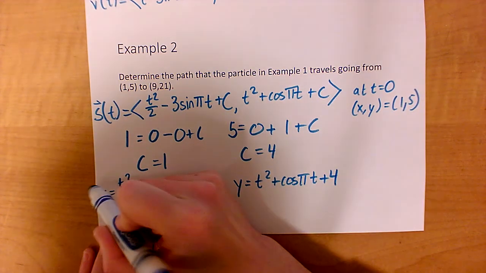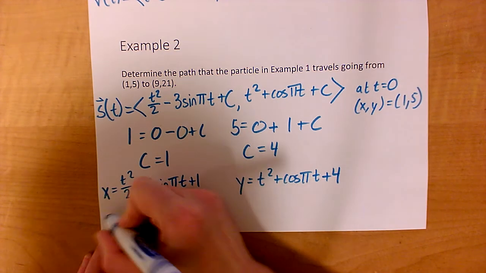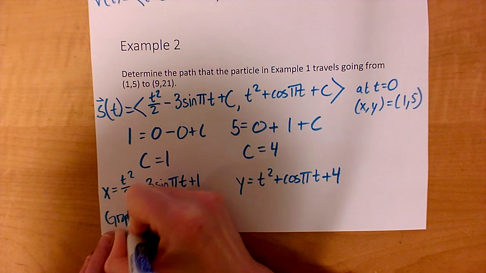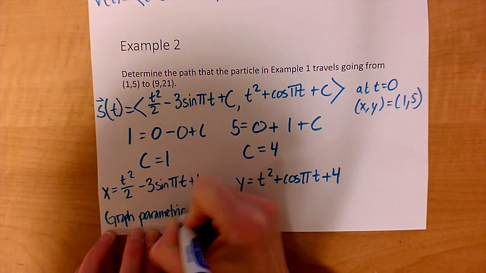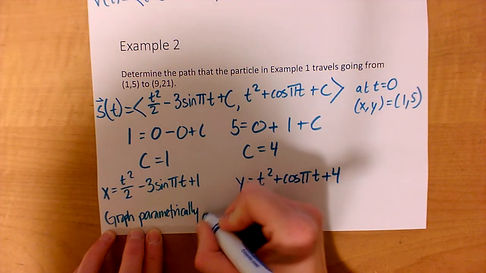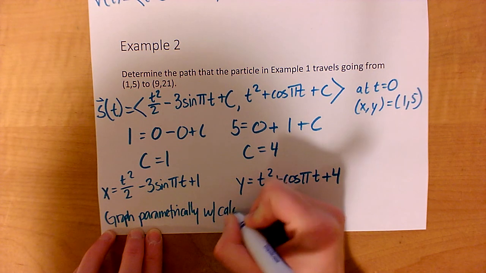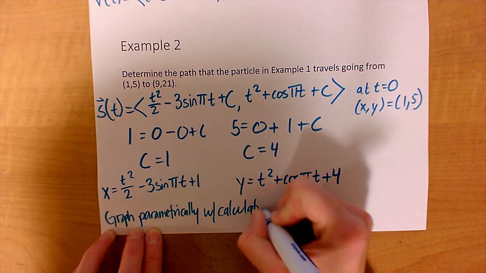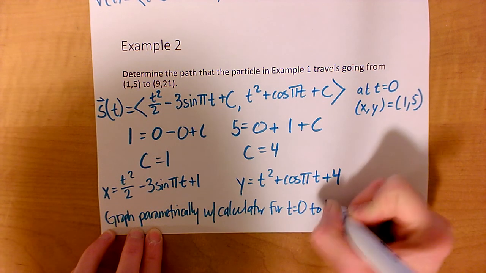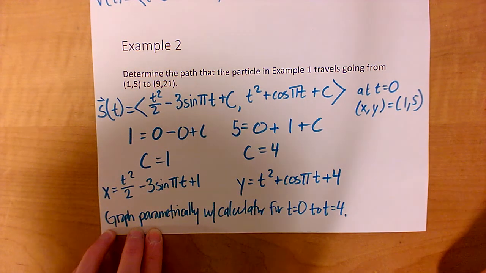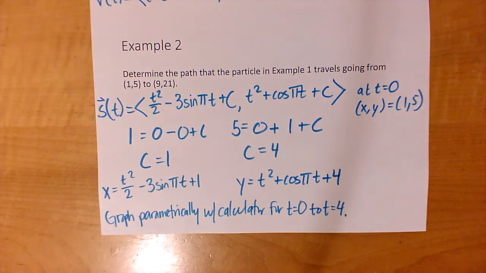plus 4. Okay? So then we would graph parametrically with the calculator for t equals 0 to t equals 4. Okay?